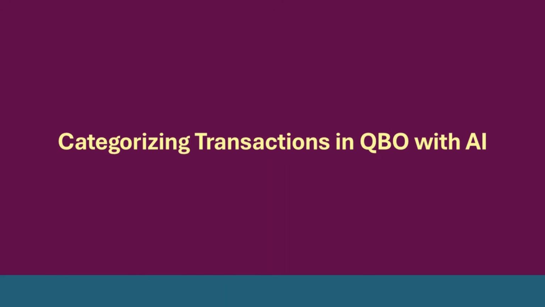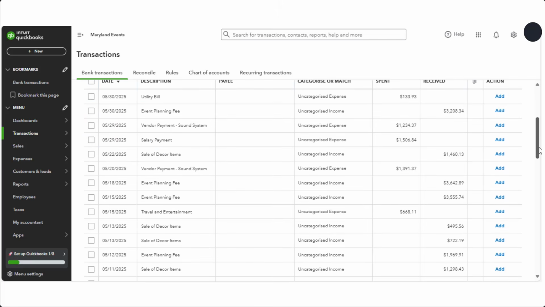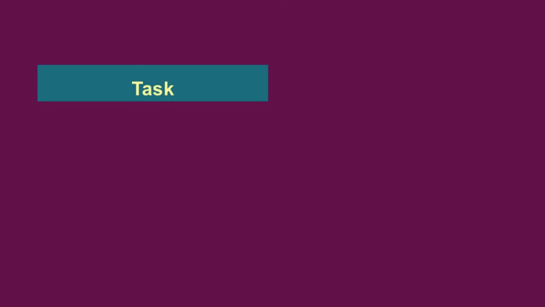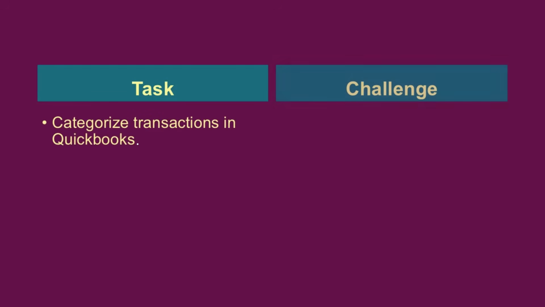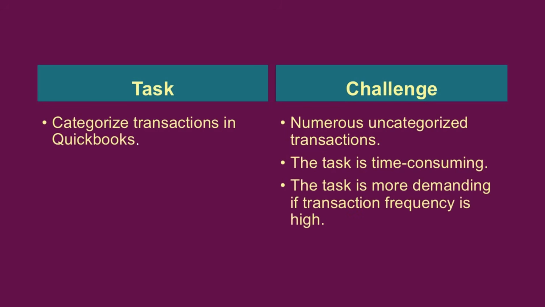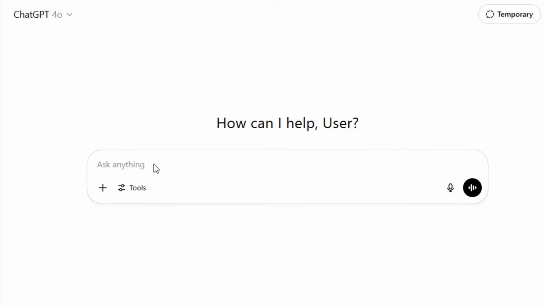Categorizing transactions in QBO with AI. Now it is time for Sarah to upload transactions to QBO. As soon as she uploads the transactions, she notices that the record requires verification. All the transactions are uncategorized. This is a common challenge for bookkeepers as it requires time and attention to detail. The task becomes demanding if the transaction frequency is high. Let's see how Sarah can use ChatGPT to accelerate the process.